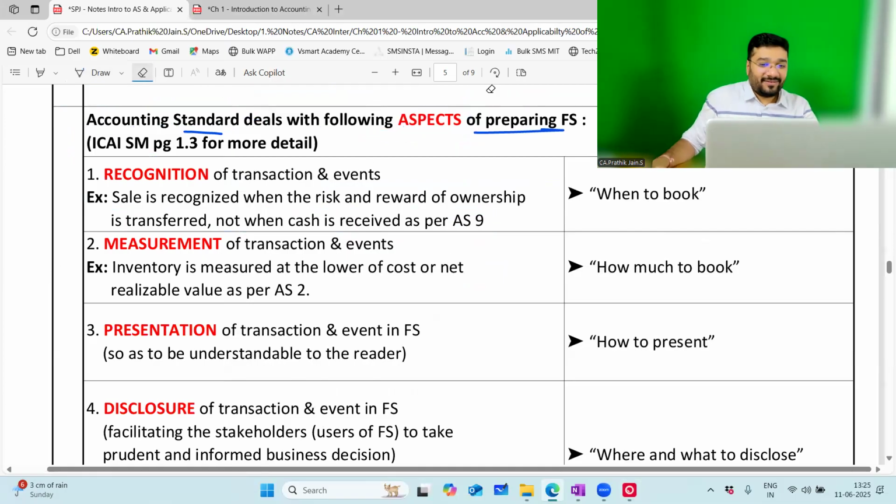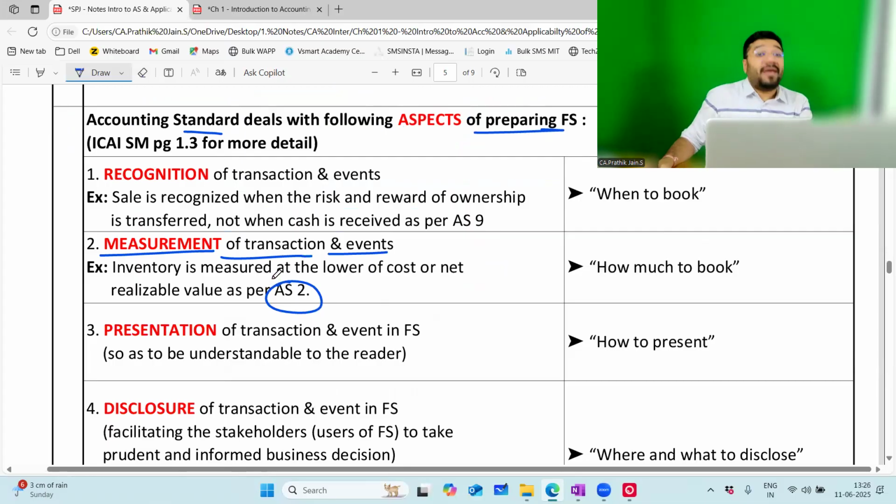Now, the next aspect of accounting standard is the measurement of the transaction event. So AS 2 teaches us how to measure the inventory. AS 2 teaches when inventory should be recorded, and second, if you're recording it, how to calculate the inventory. Inventory should be recorded at cost price or NRV, whichever is less. So how to measure that is given by AS 2.